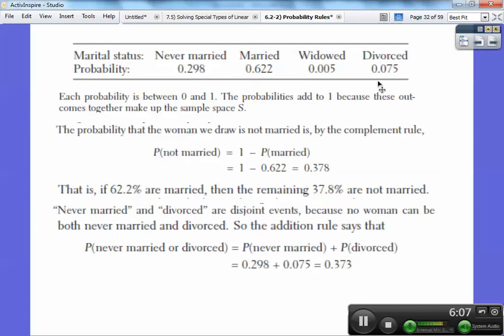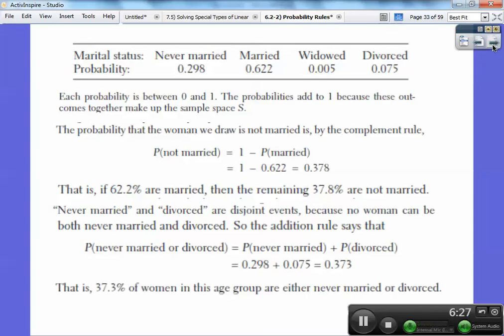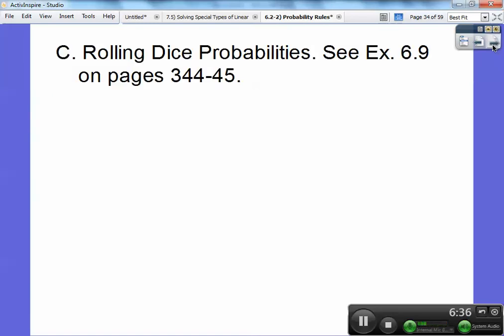So the probability of never married or divorced, since they are mutually exclusive, we find the probability of never married and the probability of divorced, and you add them together and you get 37.3% or 0.373. So that is 37.3% of women of this age group are either never married or divorced. All right, so rolling some dice probabilities.